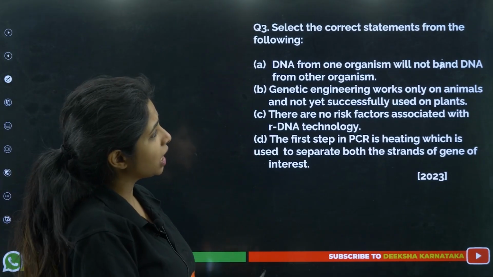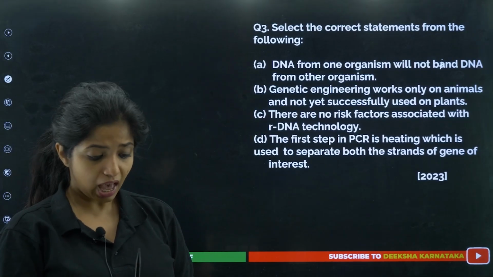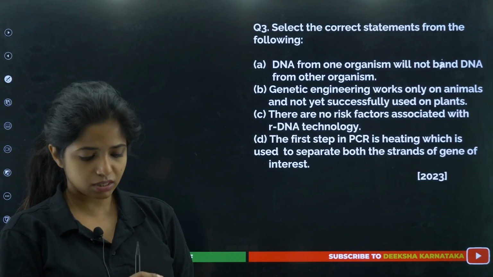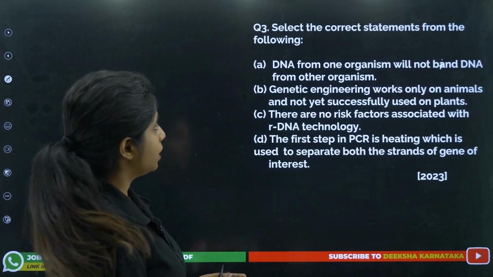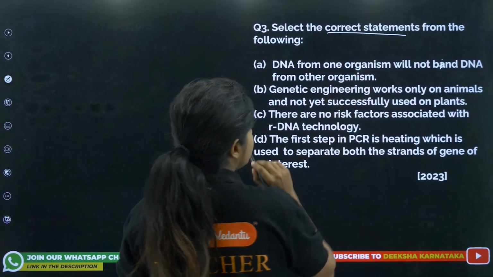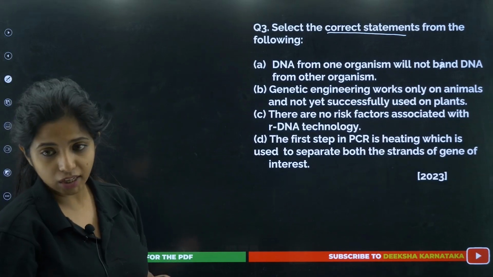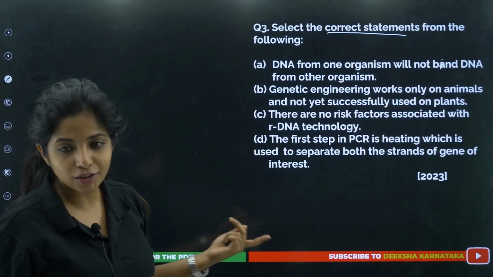And DNA from one organism will not bind DNA from another organism. That is wrong. We have so many things in common, so it has every right to bind, so it's not a problem. Now we are supposed to find what, children? The correct statement. So you have to underline correct, because sometimes you might be looking for the wrong statement. So basically the correct statement will be D, because that is the only one left.